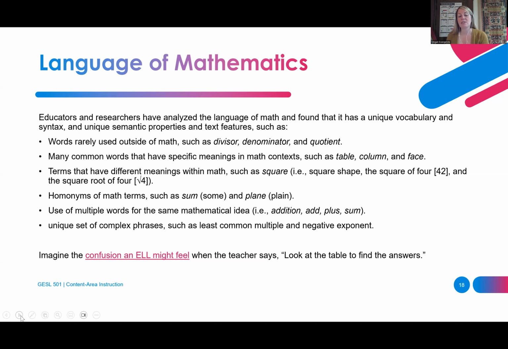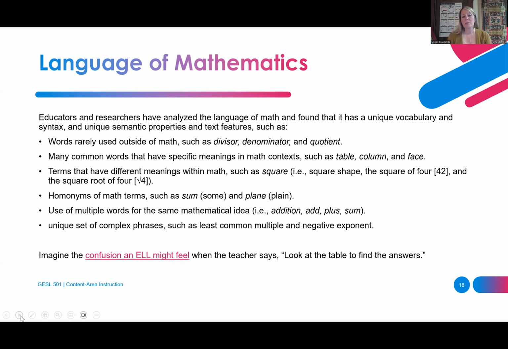Homonyms of math terms such as sum, so sum adding two numbers together, and plane. So you see the different spellings there of plane, versus plain. So imagine if the teacher is teaching and saying the word over and over again, but not providing a visual or the word written down for the student to see what confusion that could cause.